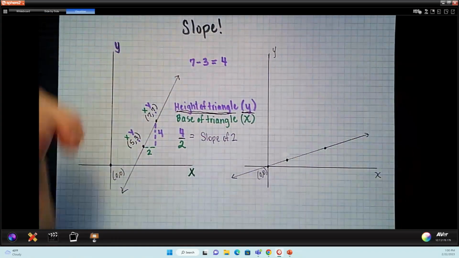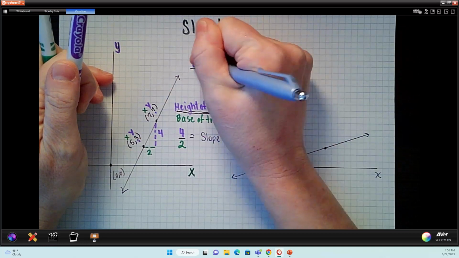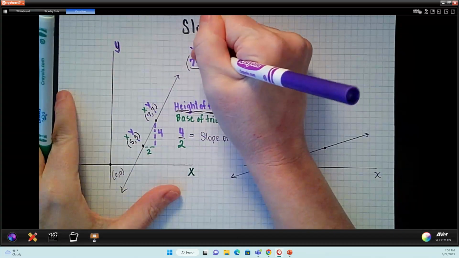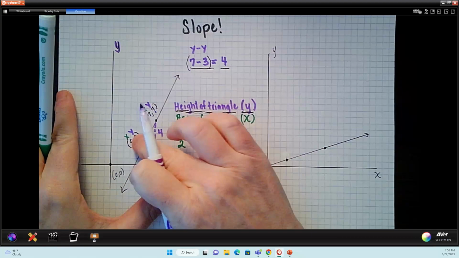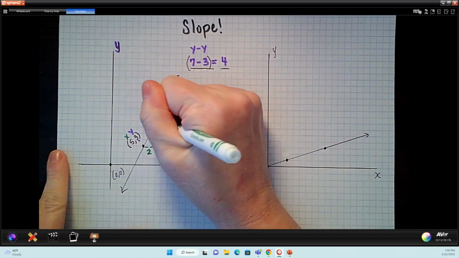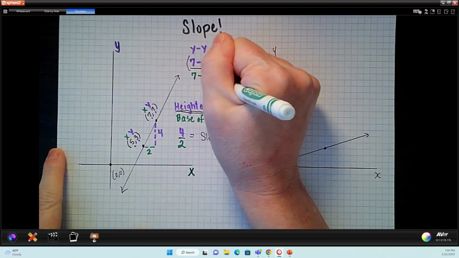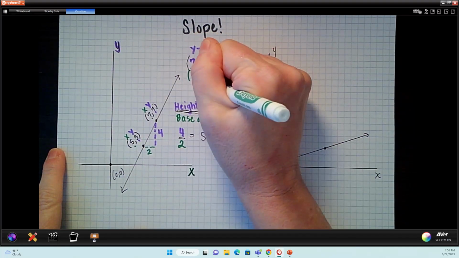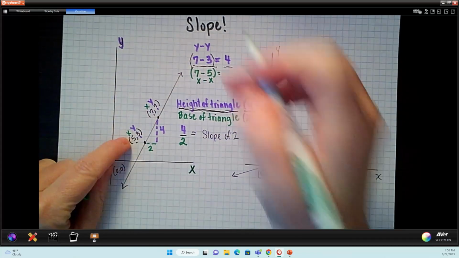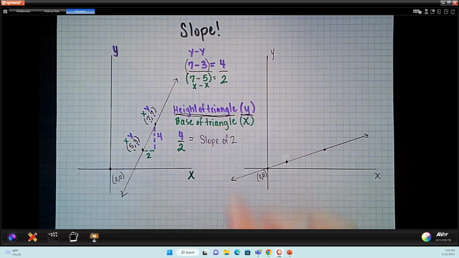Now, just like I'm keeping it a fraction, this is my numerator. My numerator are my y's. So I took two y's and subtracted, and then I'm going to do the same thing with my x's. I have a 7 and a 5. These are my two x's I'm subtracting. And I can see that 7 minus 5 is 2. And we got the same answer. So both strategies work.